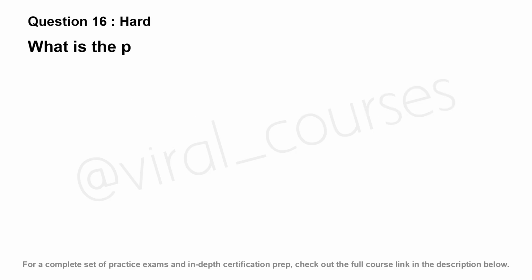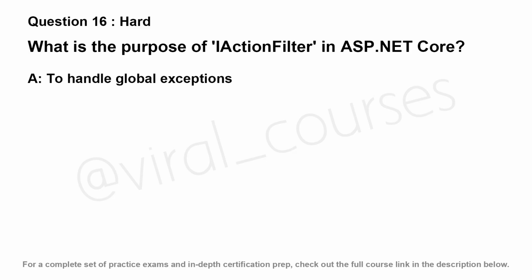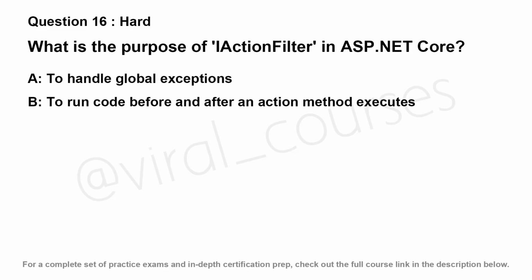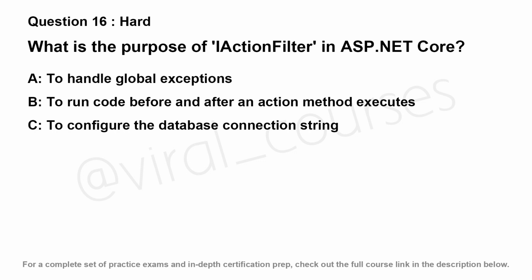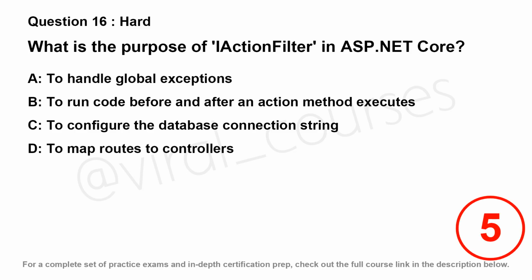What is the purpose of IActionFilter in ASP.NET Core? Option A, to handle global exceptions. Option B, to run code before and after an action method executes. Option C, to configure the database connection string. Option D, to map routes to controllers.